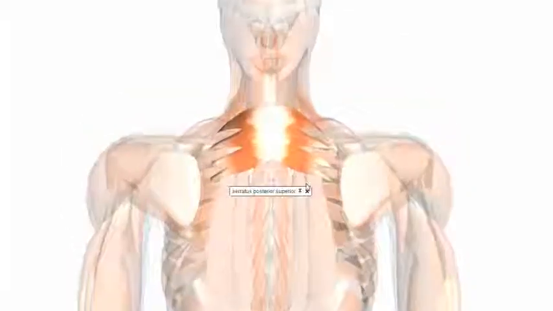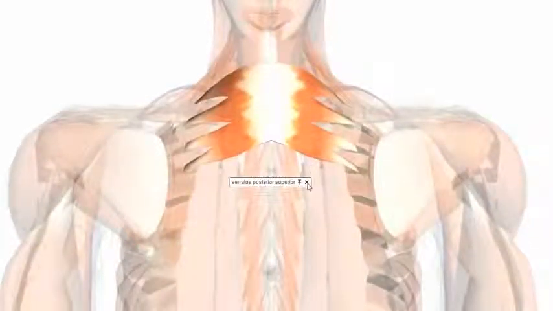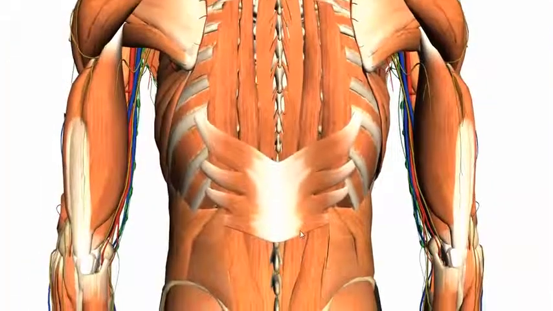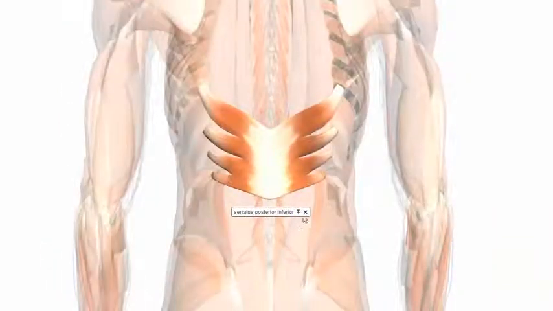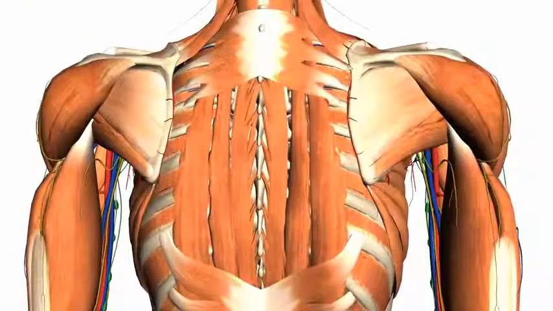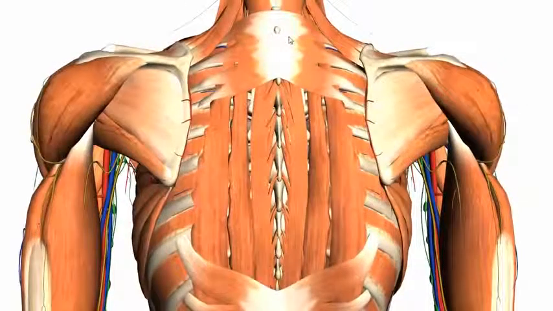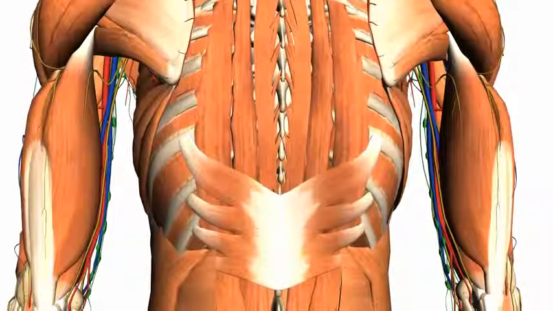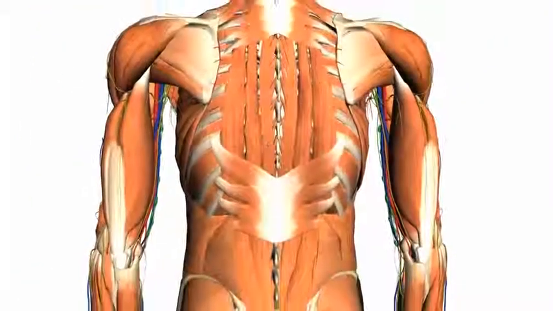I'll just take a look at those. So it's that one, and we've got one, the serratus posterior inferior. So those are the intermediate muscles of the back. And as you can see, they're attached to the ribs here, and they originate from the spinous processes. So they elevate and depress the ribs. The serratus posterior superior elevates the ribs, and the serratus posterior inferior depresses the ribs, which is quite logical.